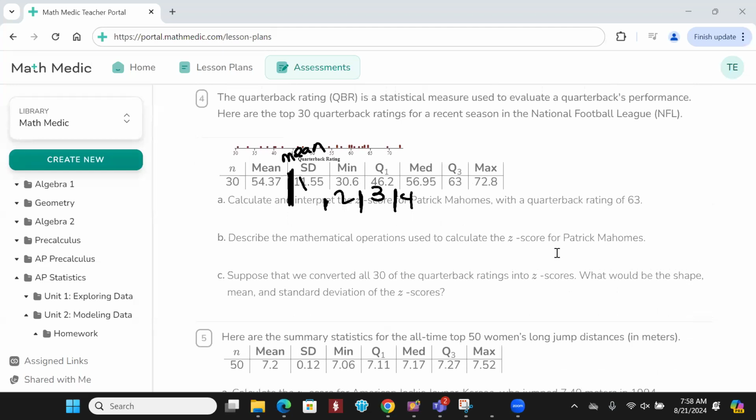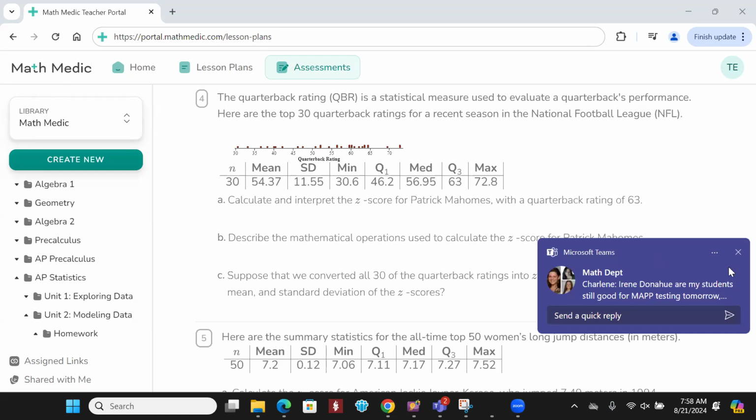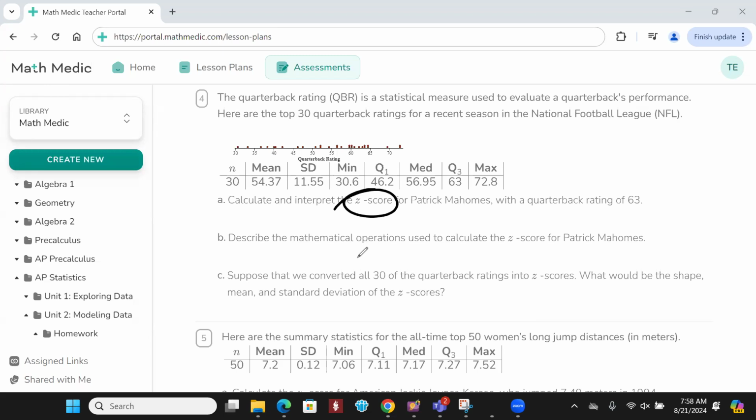All right. Look at number 4. On number 4, calculate and interpret the z-score. Some of you on your quiz were calculating the z-score and then going to the table when the question just asked you to find the z-score. So the z-score should have been 0.75. Now what does this mean? Can you interpret it? So Patrick Mahomes' quarterback rating is 0.75 standard deviations above the mean of 54.37. Good?